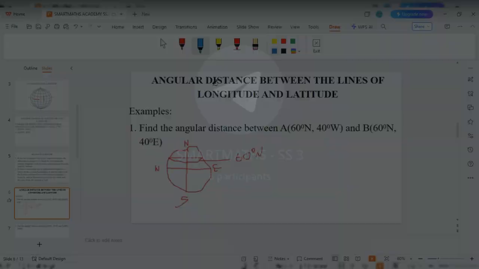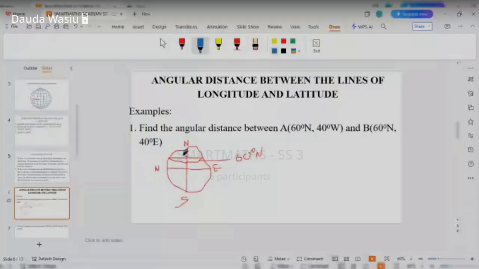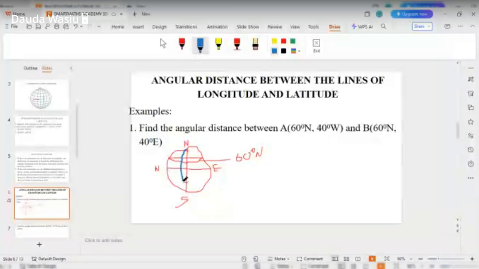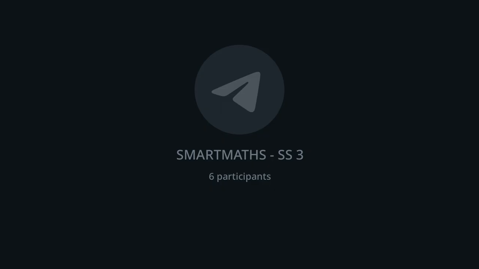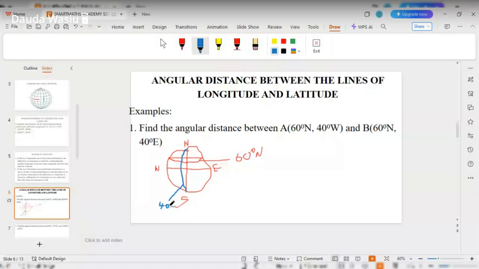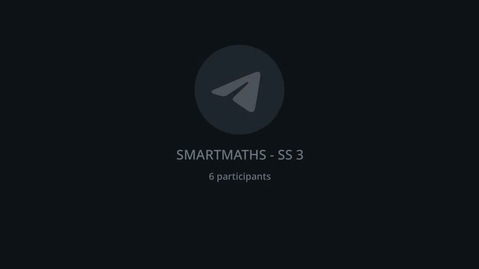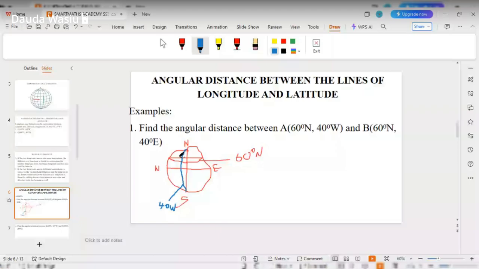So you draw a line downward from the north pole. Mind you, it must be from the north pole. So this is 60 degrees north, and this is 40 degrees west. Then the point of intersection of latitude and longitude is point A. So this point here is point A. You label it as point A.